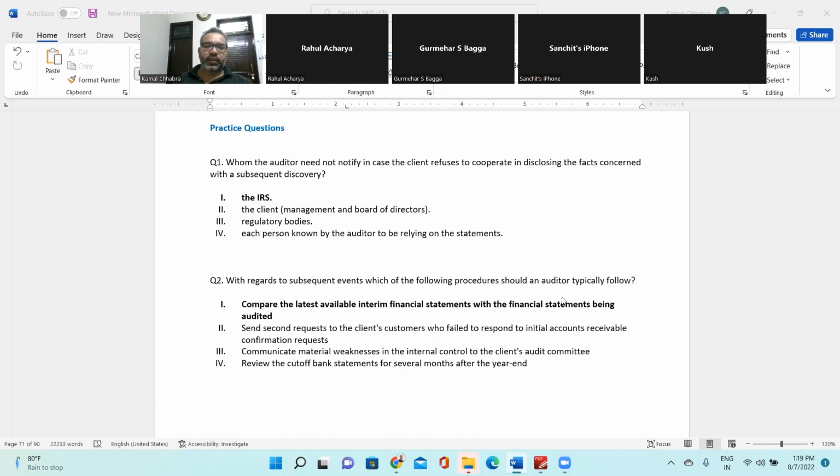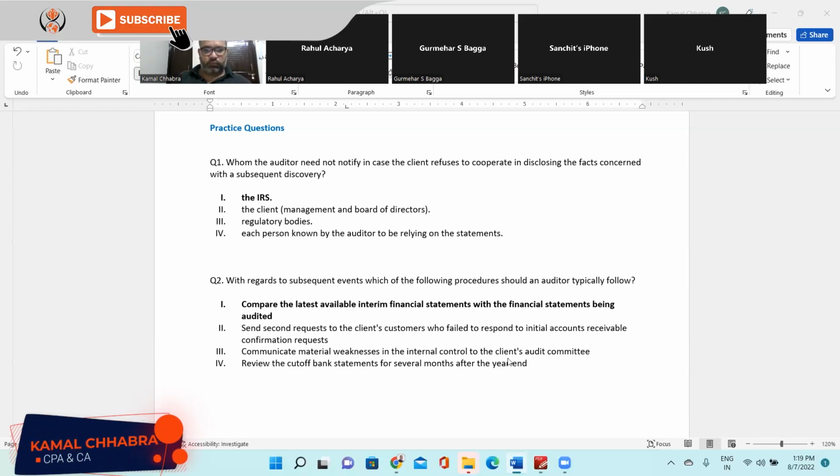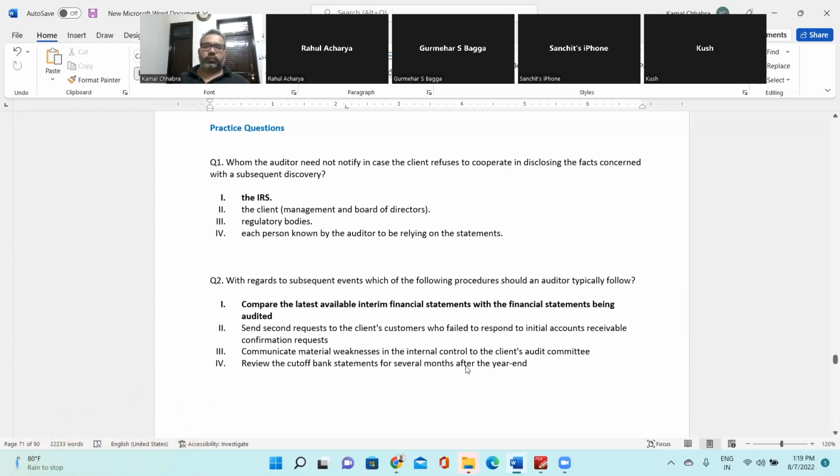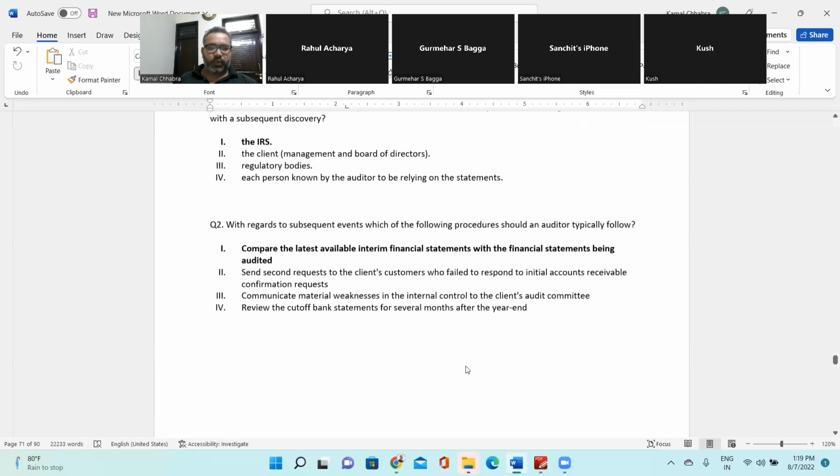Why not second and third? Second, we anyway don't do normally. If we don't get a confirmation, we don't send a confirmation again. We do alternate procedures for that. And third, it does not impact; that's not something we would generally do. We don't communicate material weakness at this stage, this would happen only after we are done with the audit piece. Right. Perfect. Makes sense.